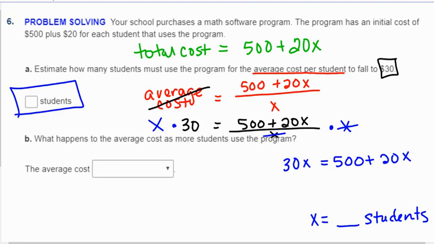Okay, the second part of your problem, what happens to the average cost as more students use the program? Well, in order to find that, we are basically taking this $500 and spreading it as thin as possible across lots and lots and lots of students. Let's say we have 1 million students. If we take 500 and divide it by 1 million, then really the only thing that's affecting the cost per student is going to be this 20x, right? So that means that the average cost is going to decrease to be only about $20 per student.